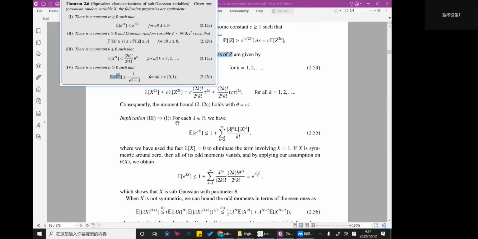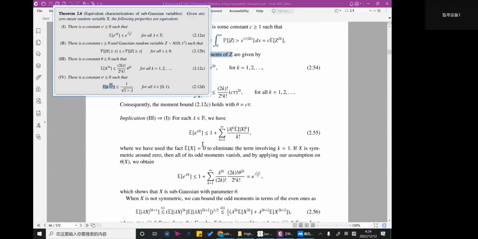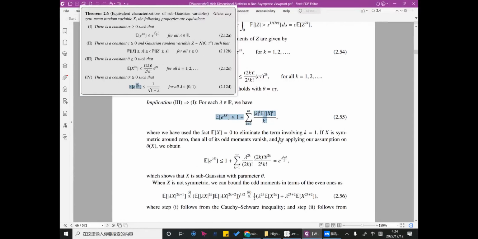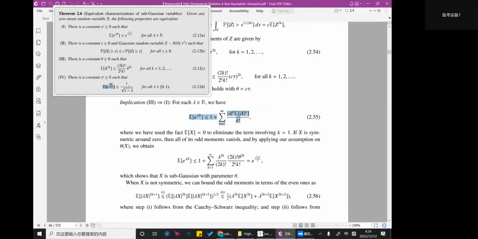And from 3 to 1. Firstly, we write this based on the Taylor expansion of the exponential function, and also apply our assumption that 3 is satisfied, then we get this, if x is symmetric around 0. So what if x is not symmetric?